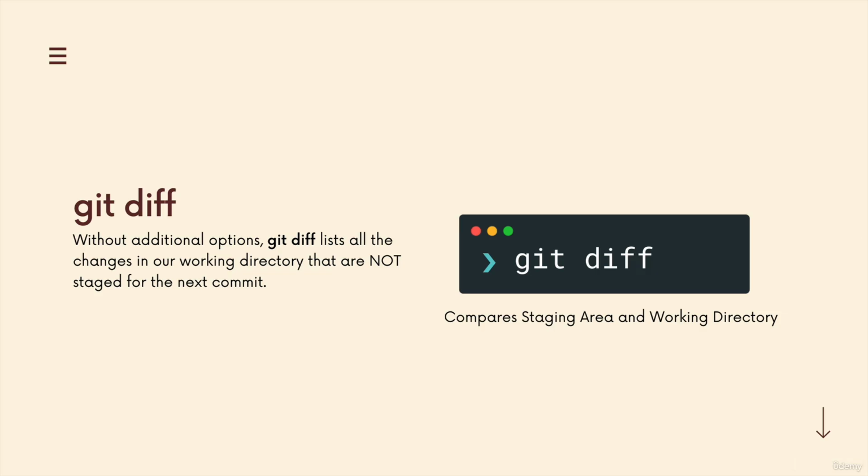So that's all I'll show you in this video. Just to make this point one more time, git diff on its own will list the changes in our working directory that are not staged.